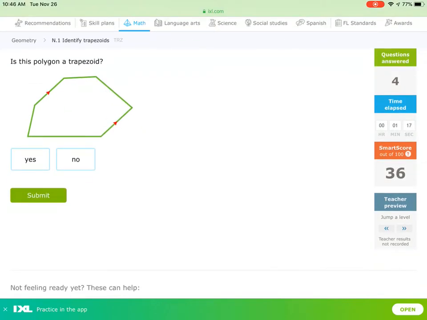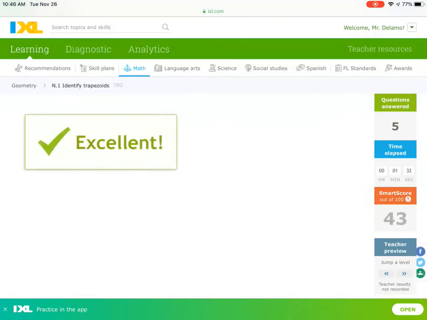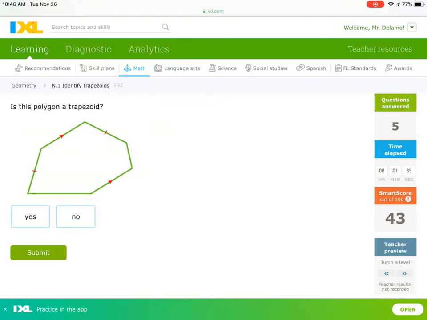Is this a trapezoid? Although it has a pair of parallel sides, it has more than 4 sides, which doesn't work for a trapezoid. A trapezoid is supposed to be a quadrilateral, which is a polygon with 4 sides. So this is no. Okay, this is also no for the same reason. Let's jump up a level.